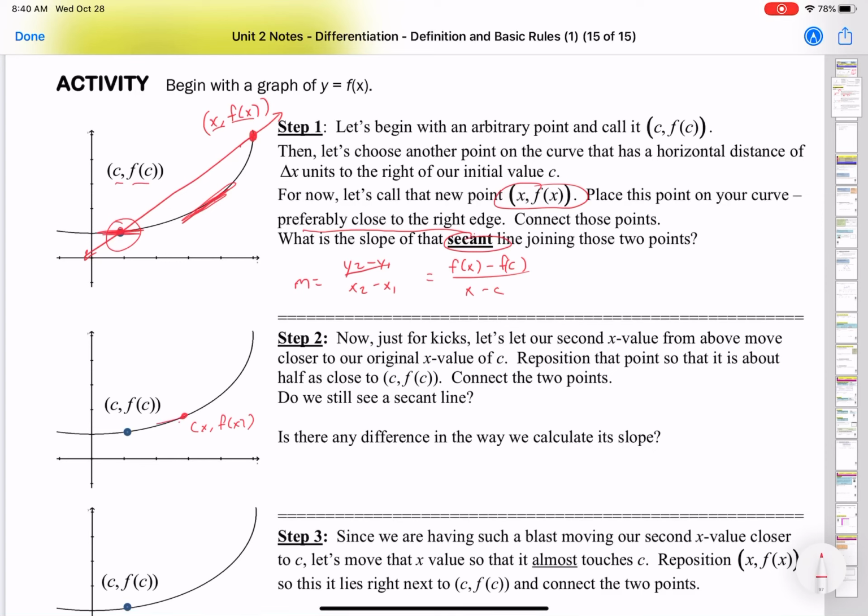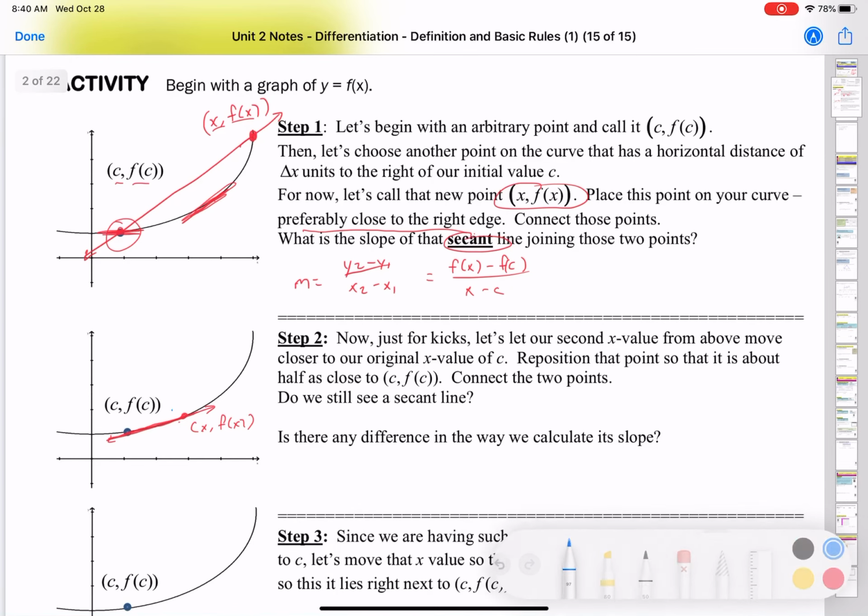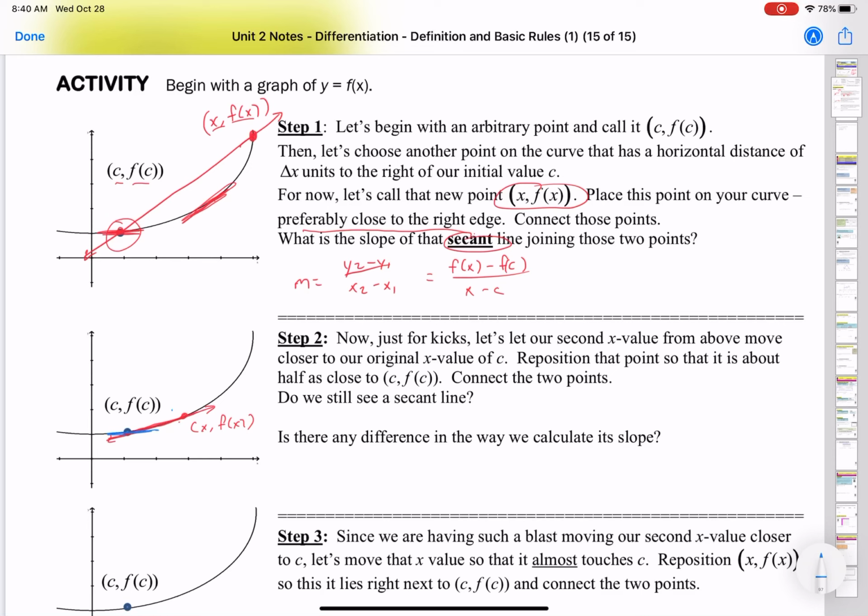Now if I draw my secant line again, well, this time my secant line does a better job approximating the slope of the curve. But remember, we're really concerned with the slope at this point. So it's still not really spot on. It's closer, but it's not quite there. It's asking us, is there any difference in the way we calculate the slope? Well, no. It would still be f of x minus f of c over x minus c. So we got closer to the slope of the tangent line, but we're still not quite there.